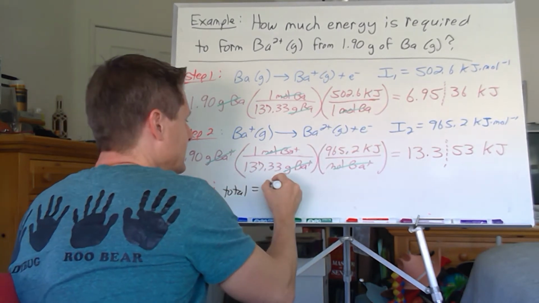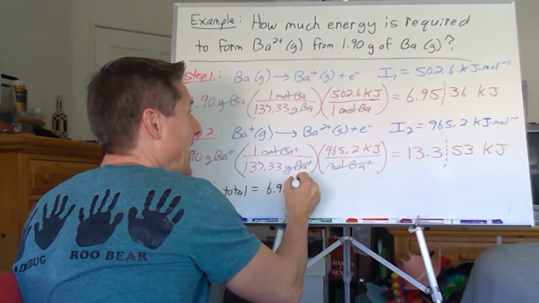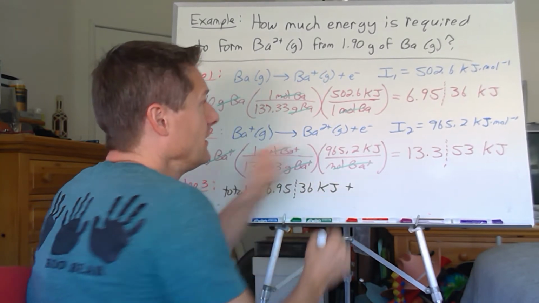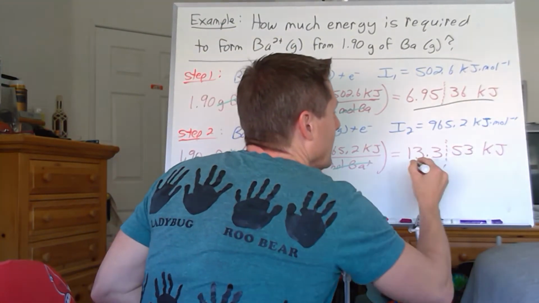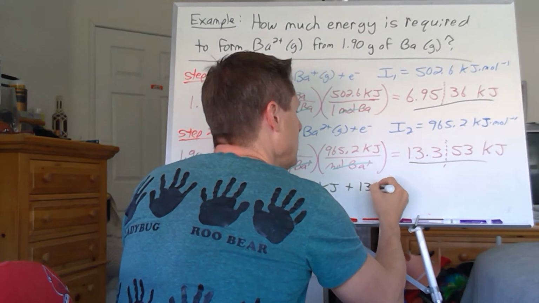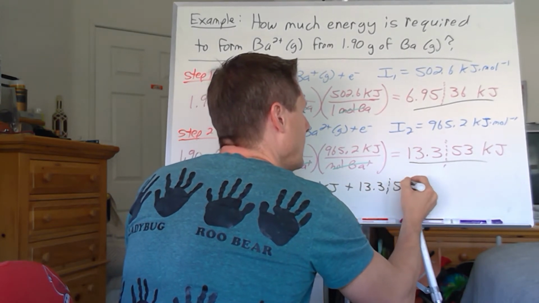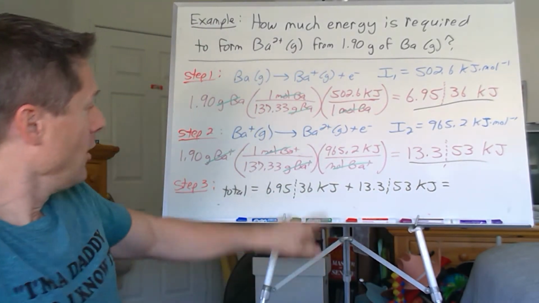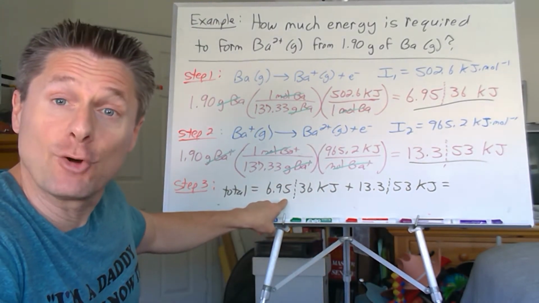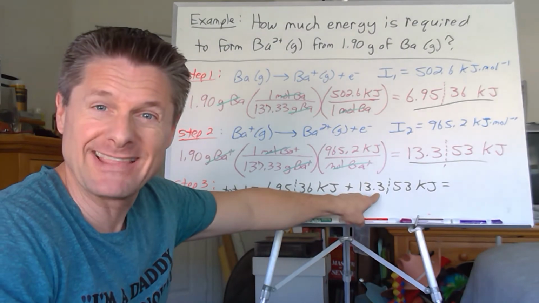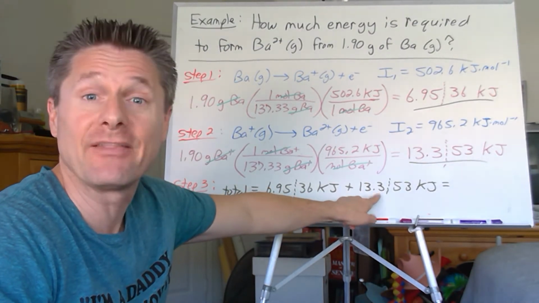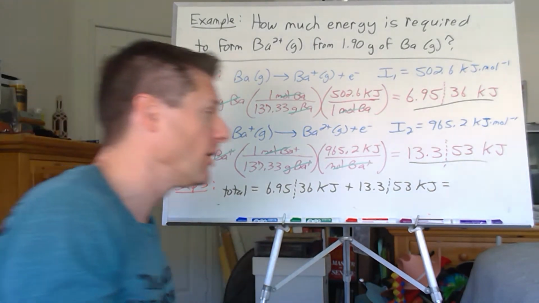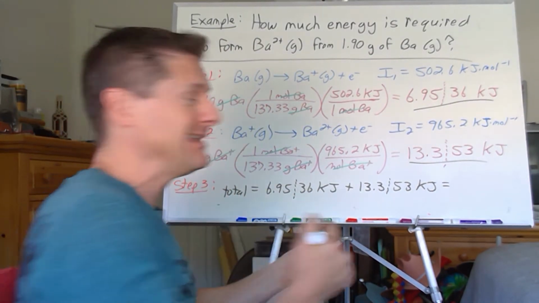So let's take our 6.95, 36 kilojoules there. And let's add the 13.3, 53 kilojoules. We're good at the hundredths place here, or 2 decimals. The tenths place there, or 1 decimal, so we're limited to the tenths place. That's larger absolute uncertainty or fewer decimal places. So we're good to the 1 decimal. I get 20.306.